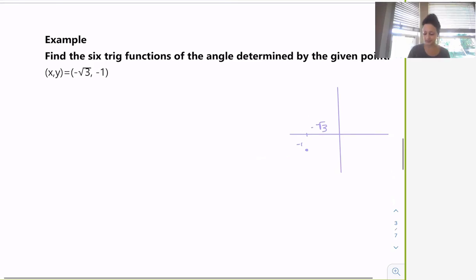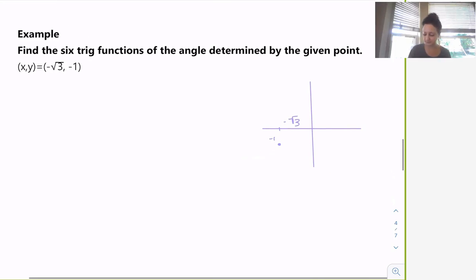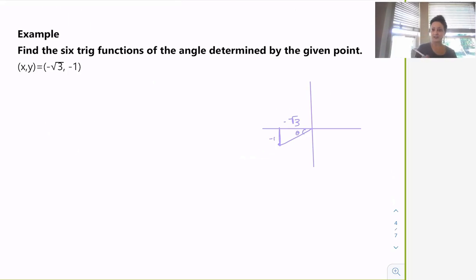Now here's the important part. Make sure you, of course, connect that to the origin. There's my angle. And now connect always to the x-axis. Remember that to find your reference angle. So now I can use this as my theta right there. Okay, so let's write out first the original 3 trig functions: sine of theta, cosine of theta, tangent of theta.